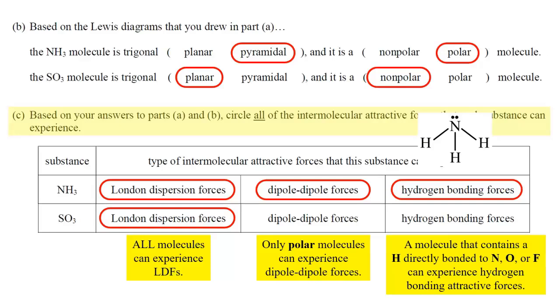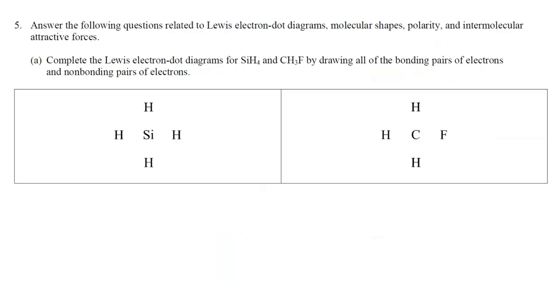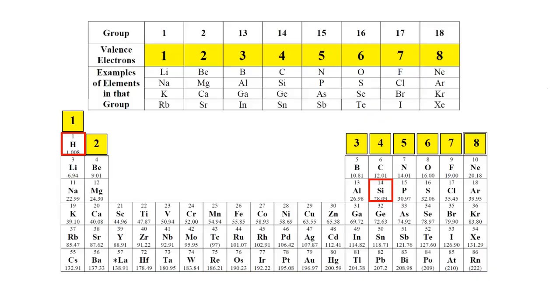All right, in our next question, we're going to complete two more Lewis electron dot diagrams and do that same thing, classifying the polarity based on the shape. So we have completing the Lewis electron dot diagrams for SiH4. We'll start with that one, and then we'll do CH3F.